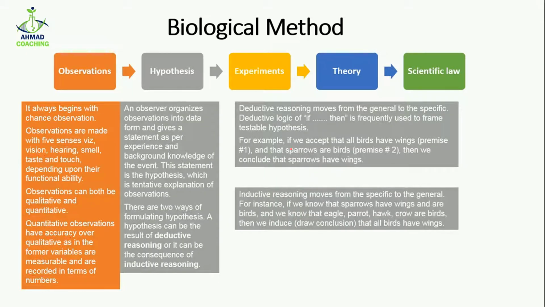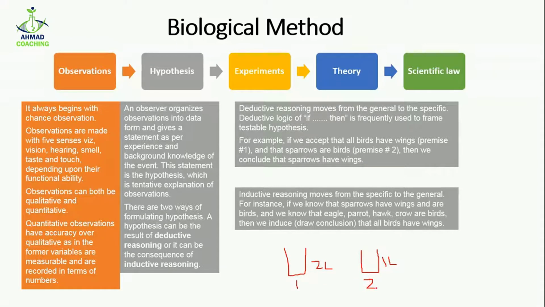After the observation, you make the hypothesis. An observer organizes observations into data form and gives a statement as per experience and background knowledge of the event. For example, we said that we have two bottles. One has 2 liters of water, the other has 1 liter of water. This is bottle number 1 and this is bottle number 2.